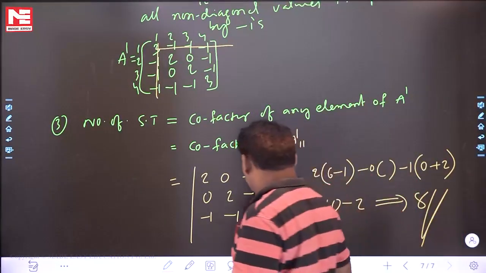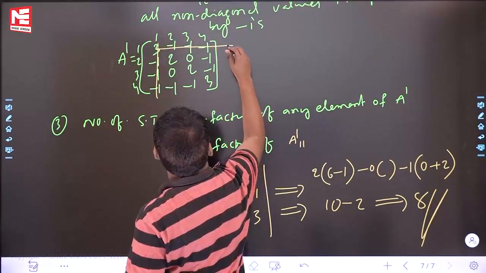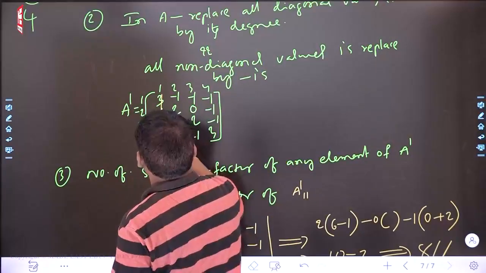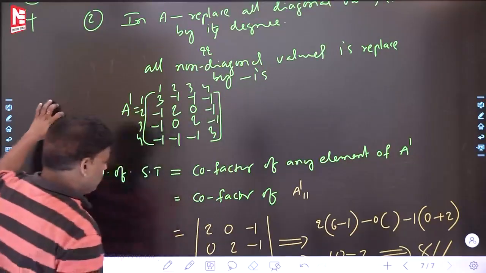What is the name of this method? The name of this method is the Kirchhoff theorem. Right, Kirchhoff theorem.